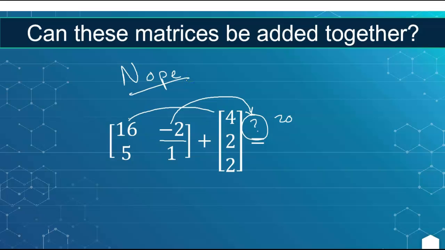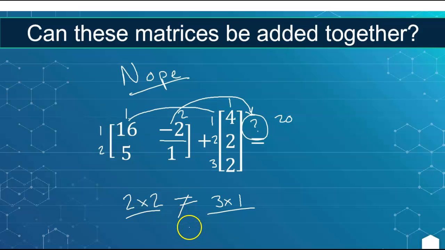And the reason is that they are different sizes, or what we'd call different dimensions. This first one has 2 rows, we can count 1, 2, and 2 columns, 1, 2. So we'd write this as a 2 by 2 matrix. This one, on the other hand, has 1, 2, 3 rows, and only 1 column. So this would be a 3 by 1 matrix, 3 rows by 1 column. You can see that these dimensions are different. They are not equal. So adding is not something we can do.